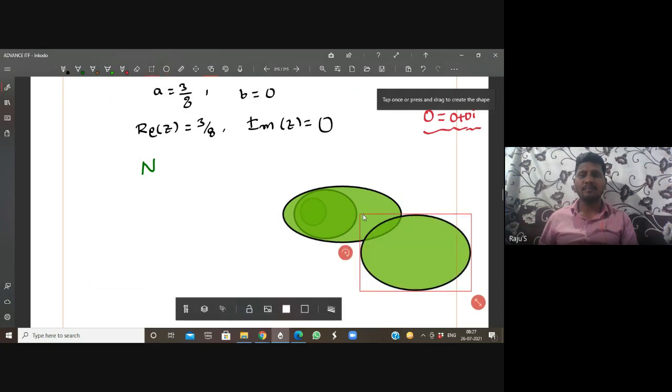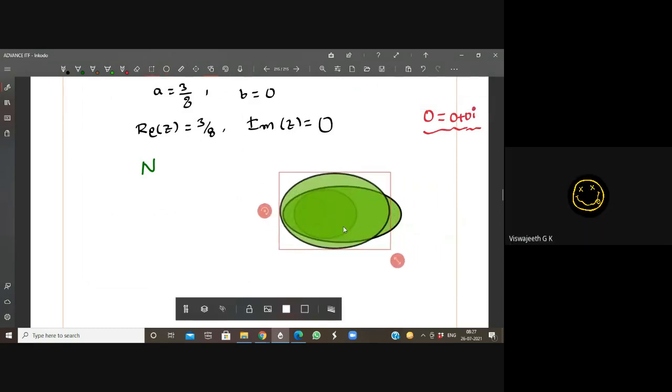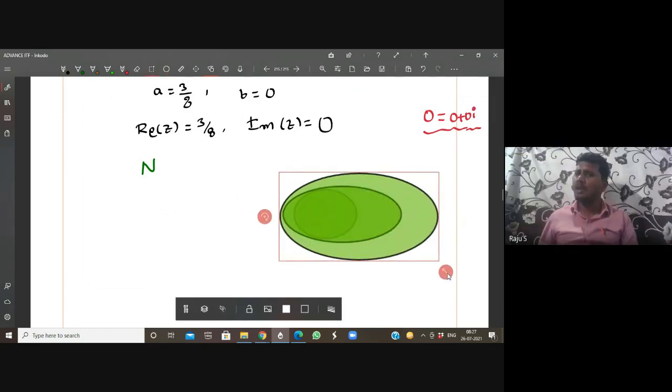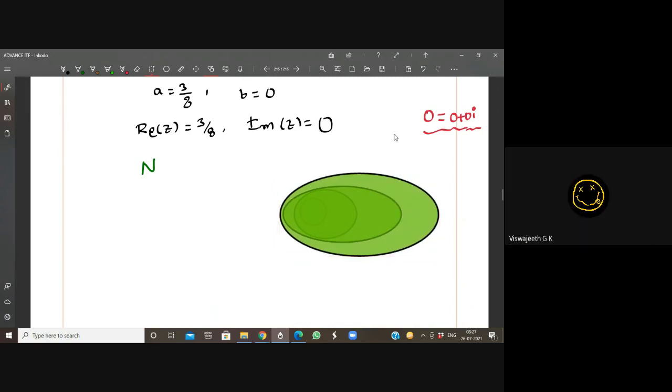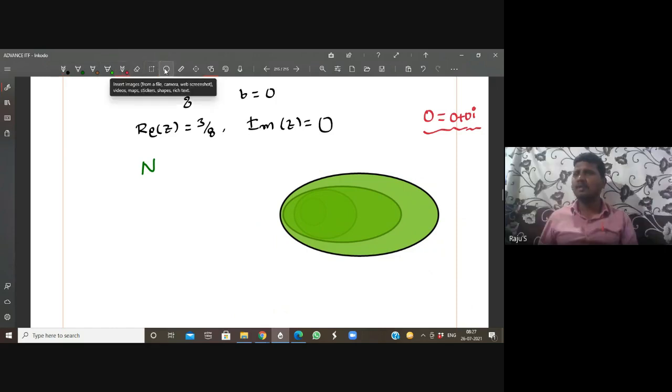Sir, you said a comma b is real, no sir? Yes, a comma b is always real. Sir, so if a or b is irrational, then it will not be a complex number? Why not? Every irrational number is a complex number. An irrational number is also a real number, no? Every real number, yes sir.